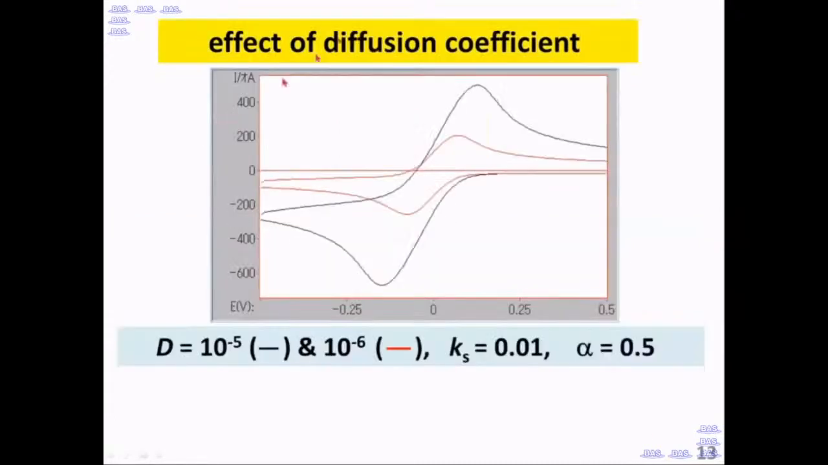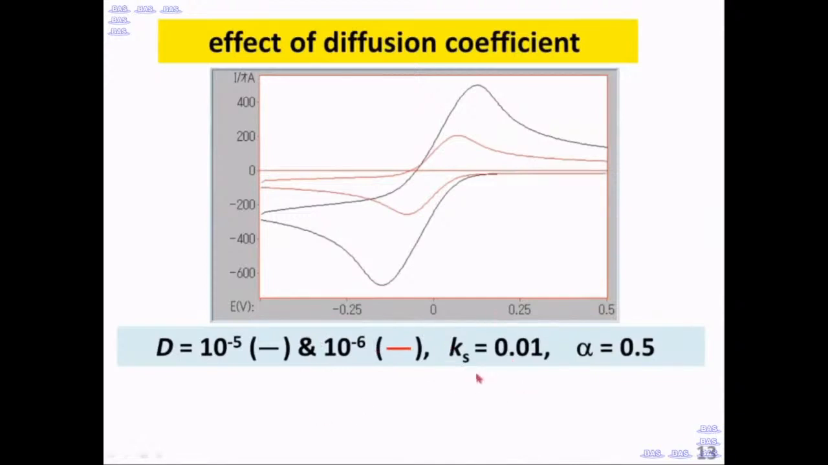Now the effect of the diffusion coefficient. The diffusion coefficient has a large effect. This value is very small. A small moiety like hydrogen or a proton is approximately this value. And for a larger molecule, this value gets smaller.